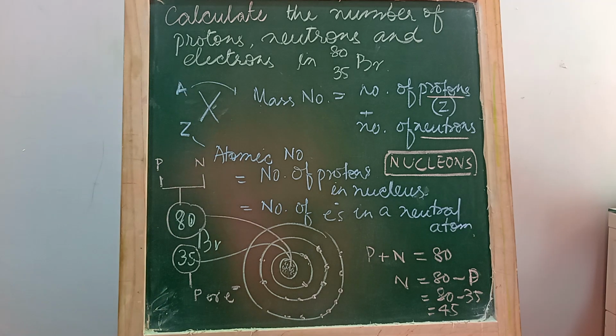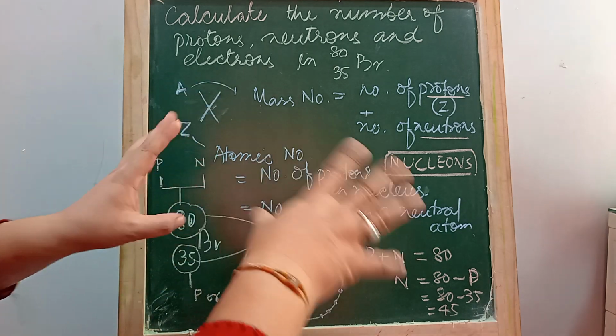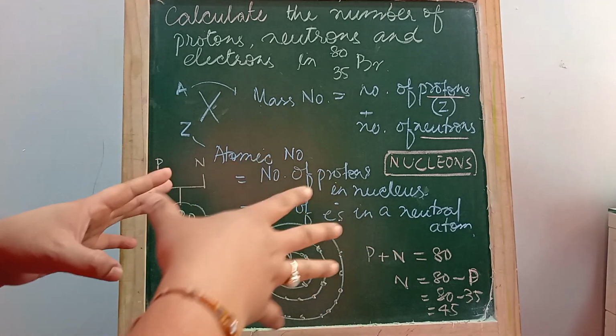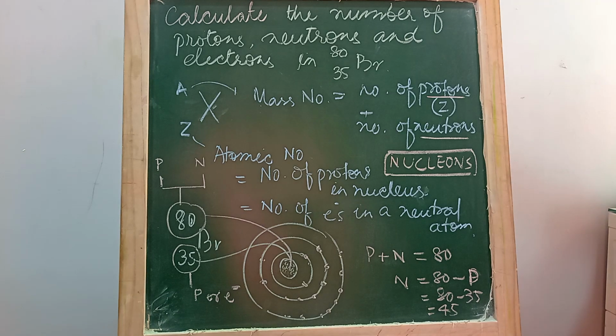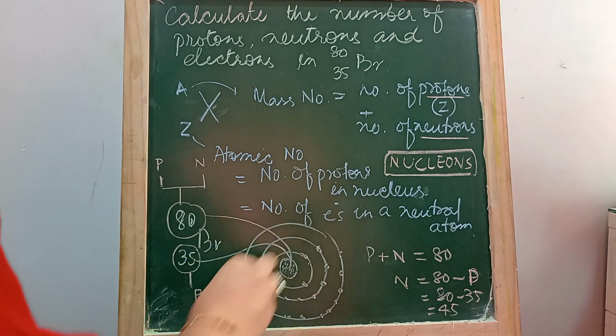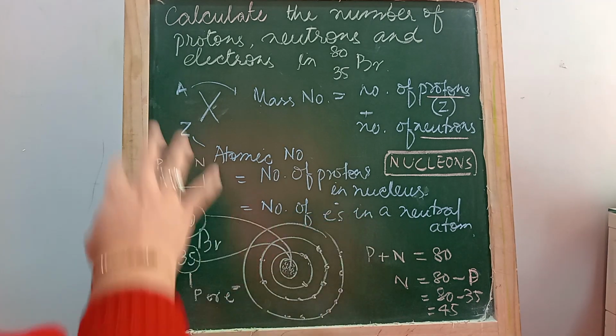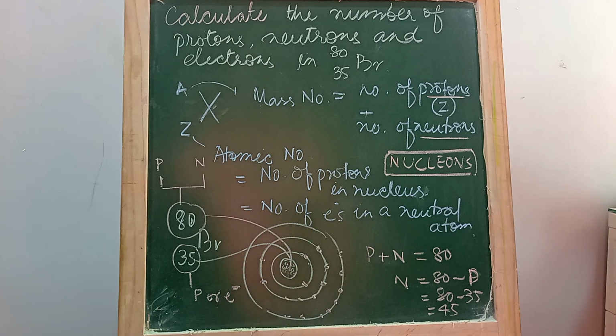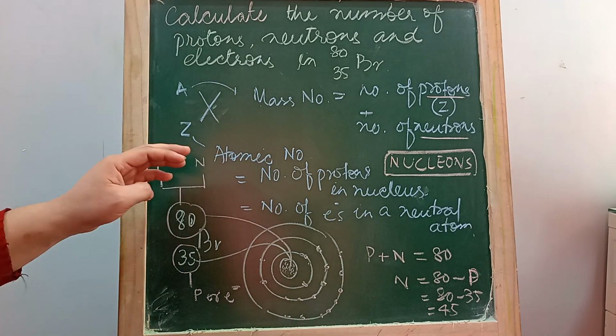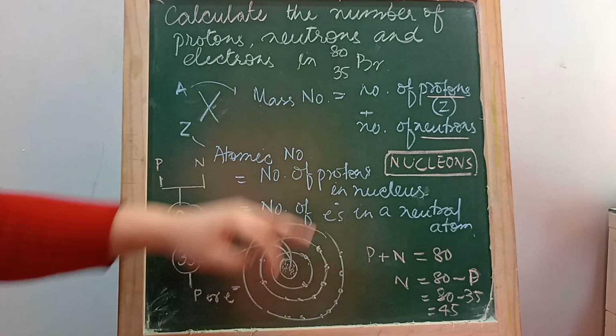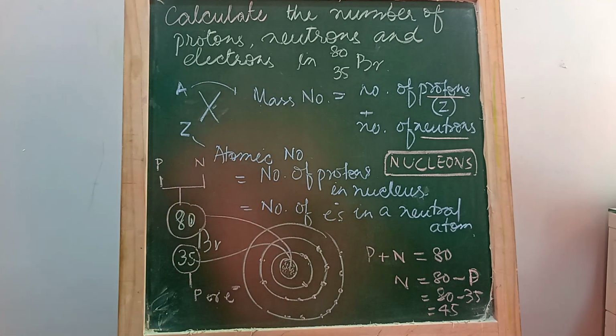And what about the mass number? According to Rutherford's alpha scattering experiment, one of the conclusions was that the mass of the atom is concentrated in the nucleus. Although the nucleus is very small, the whole mass is because of the nucleus. So what is mass number? Mass number is the number of protons plus the number of neutrons.